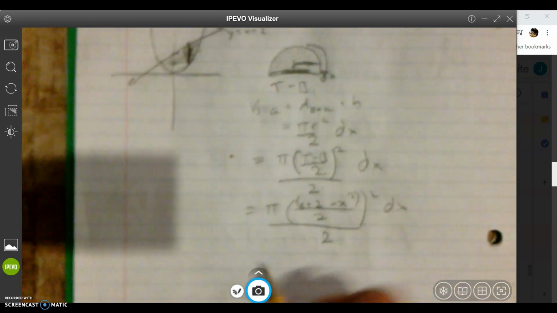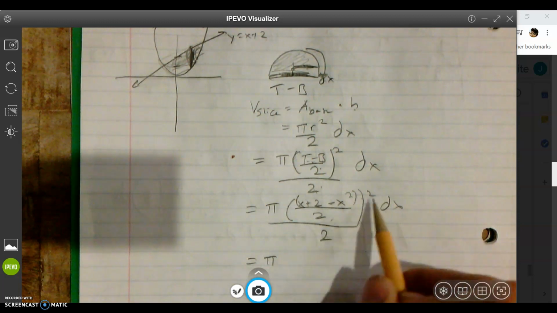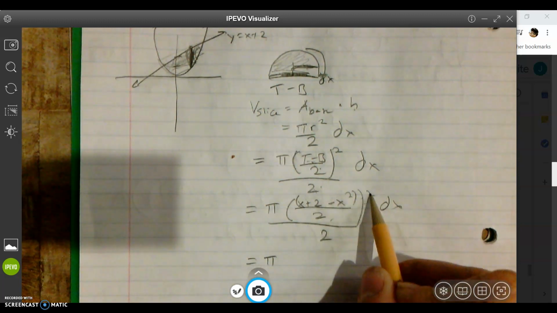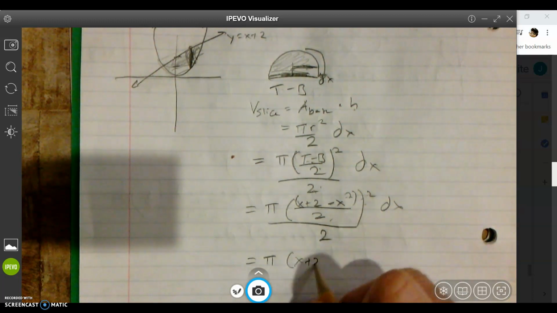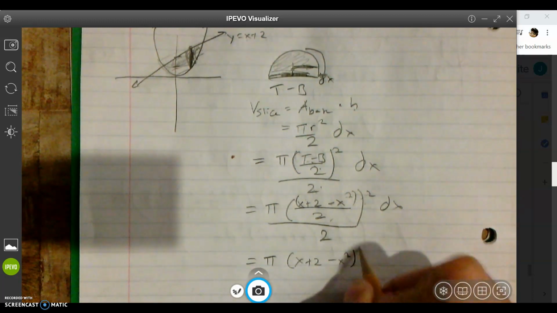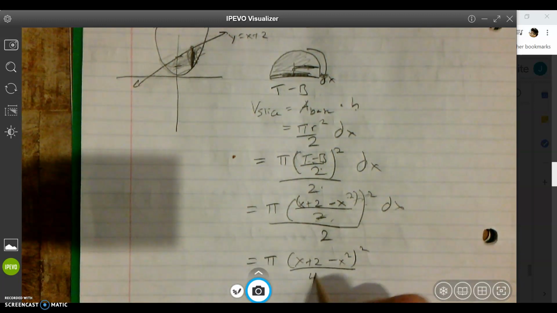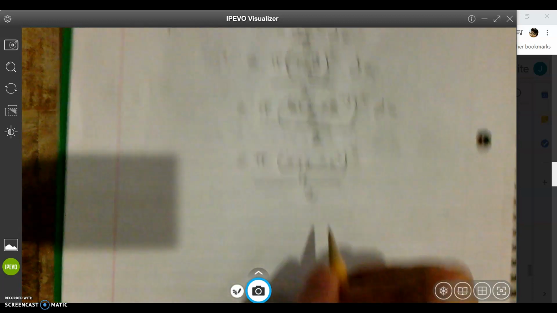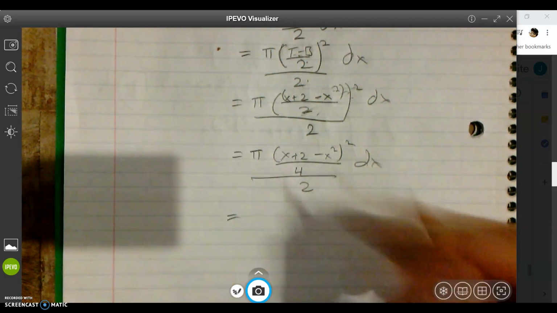Okay, so let's clean this up a little bit. So equals pi. When you have a fraction like this, you can distribute the squared, so you can square the numerator and square the denominator. So that means (x plus 2 minus x squared) squared divided by 2 squared, which is 4, all divided by 2, dx. Don't forget the dx.